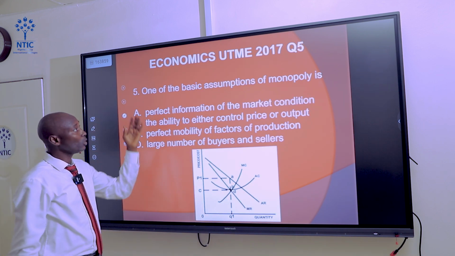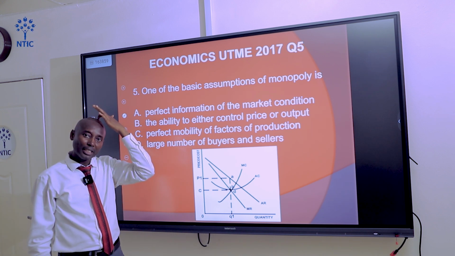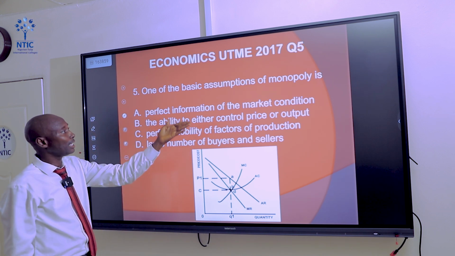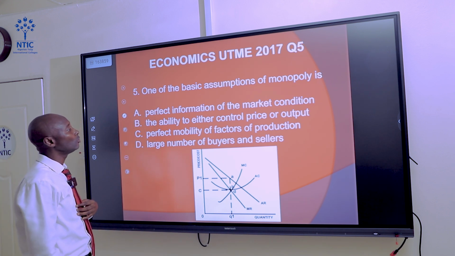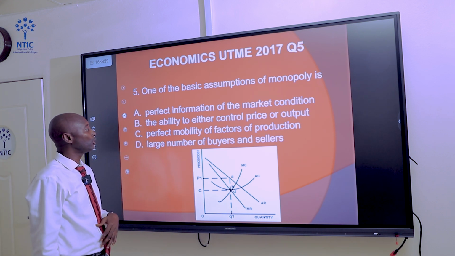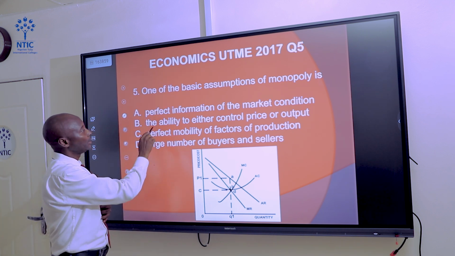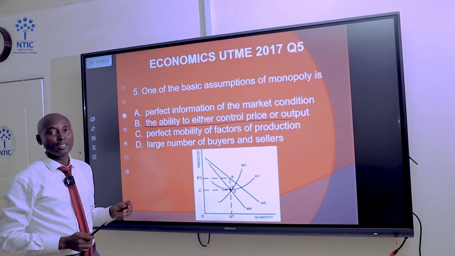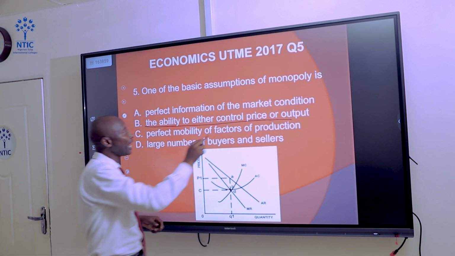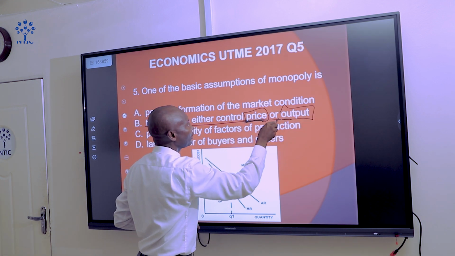Now, question 5. One of the basic assumptions of monopoly is what? There are several options there. All the other options are assumptions of perfect competition, except B, which has to do with a choice to be made from either fixing the price or fixing the output.